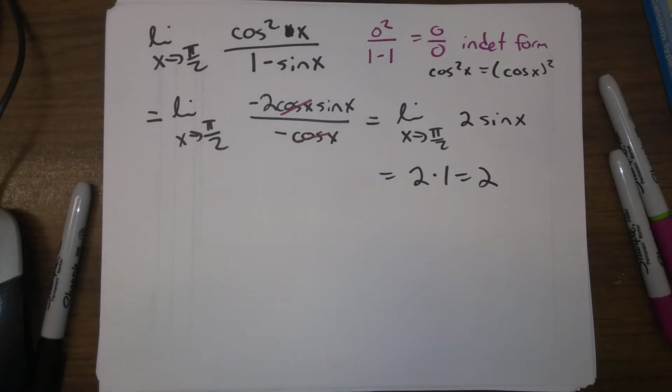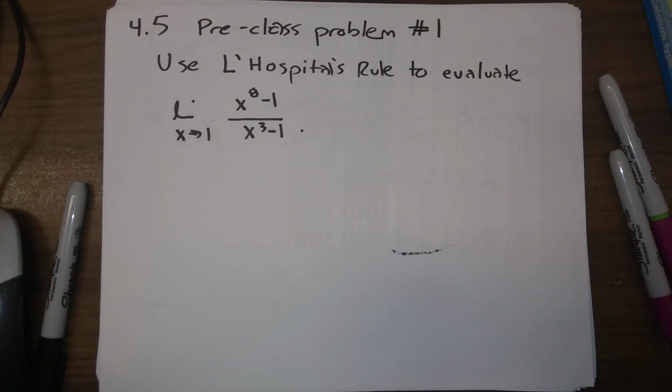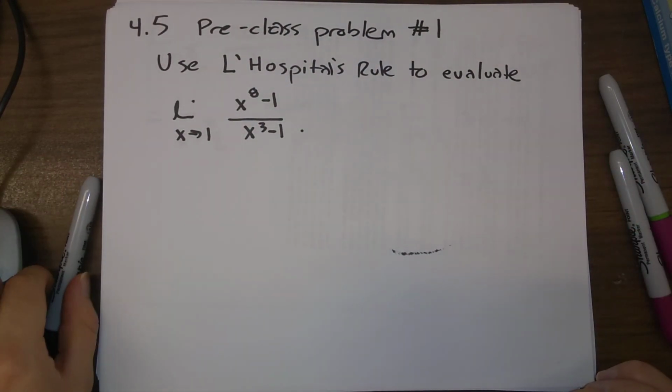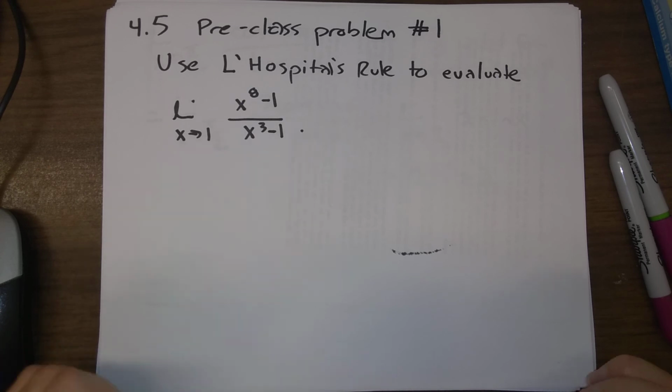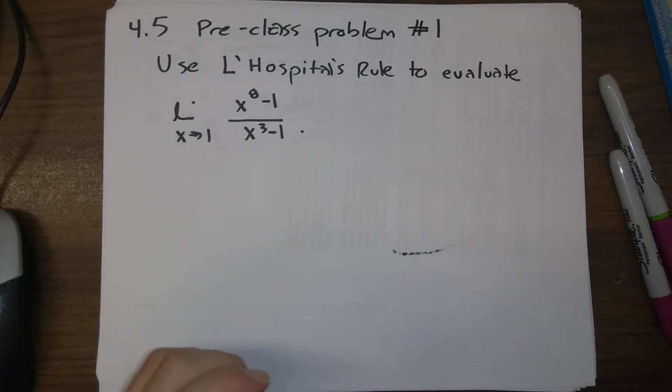Okay, so we'll have more things to do in the future. There are more intricate ways to use L'Hopital's rule. But why don't we stop here for the first video, and here's your first precast problem. Use L'Hopital's rule to find the limit as x goes to 1 of x to the 8 minus 1 over x cubed minus 1.